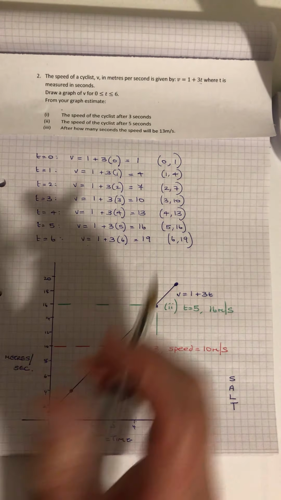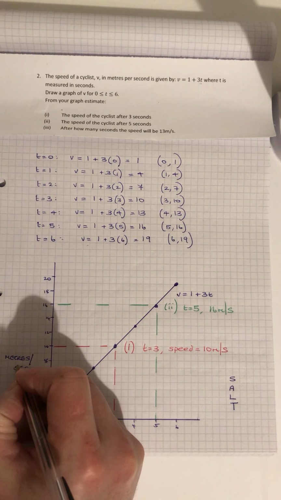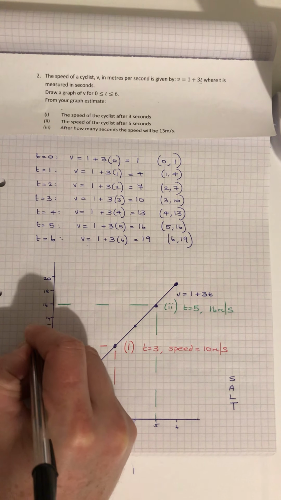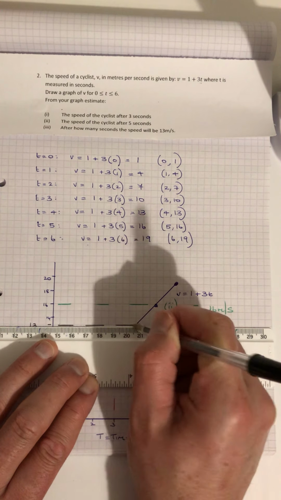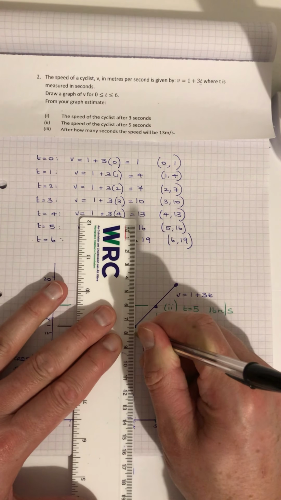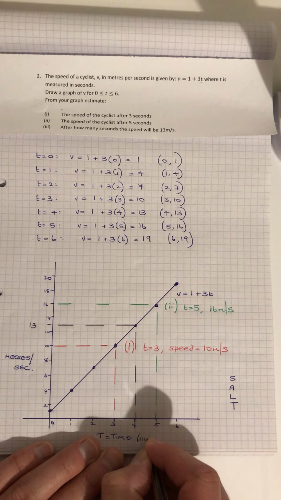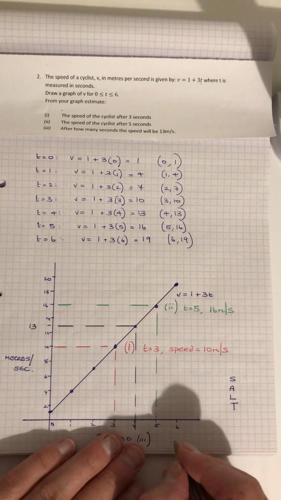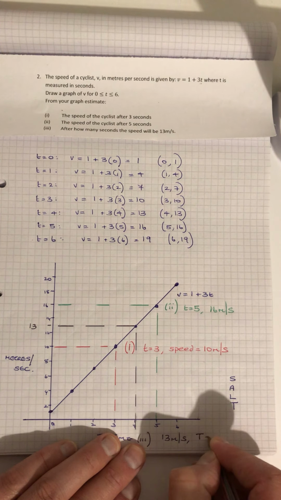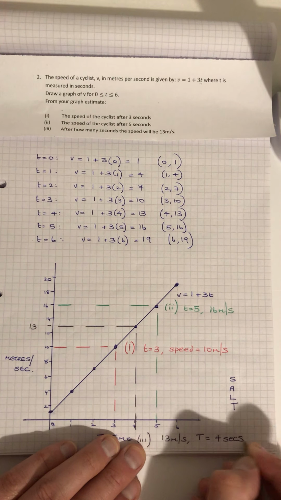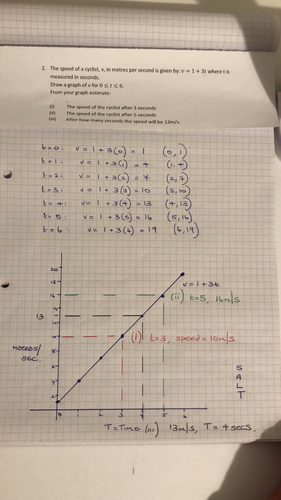And finally, after how many seconds will the speed be 13? So this time we're going to the speed. 13 is here. So go across. And this time we're working backwards. So this is part 3. So what's time at 13 meters per second? The time is equal to 4 seconds. Okay, so 4 seconds. So that might help you with that example as well.